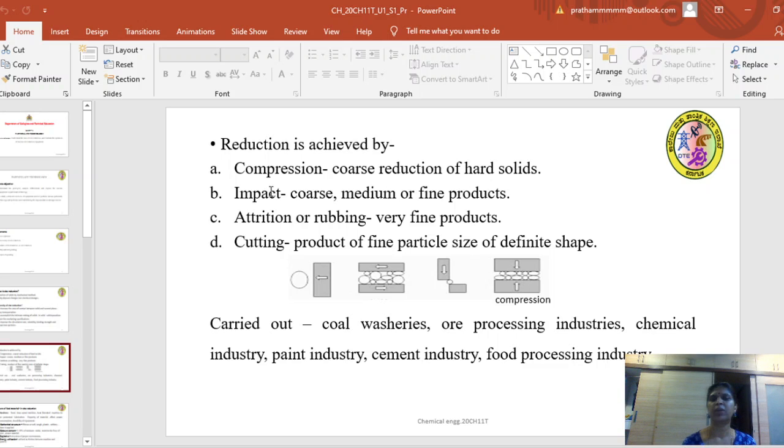The next one is impact. So by the force of compression on a larger particle, you will get only the coarse reduction of the hard solids. A larger particle will not reduce to very fine particles, only the coarse reduction of the hard solid particles. So the impact force is nothing but what? Coarse reduction by impact force. This is the impact force.